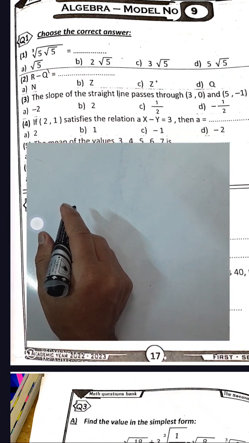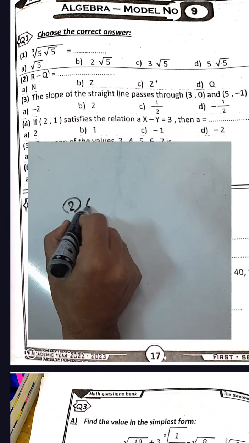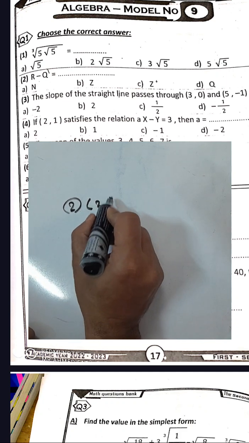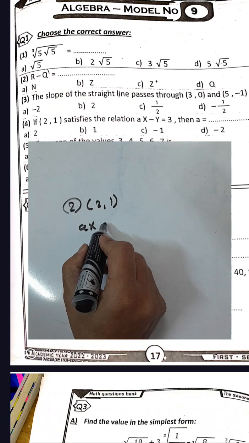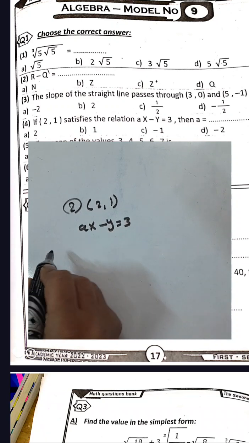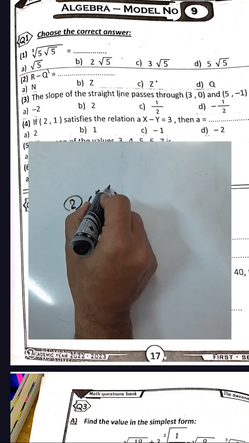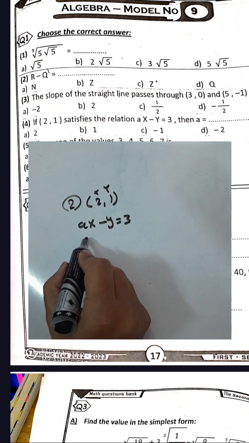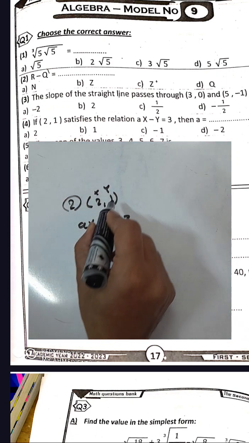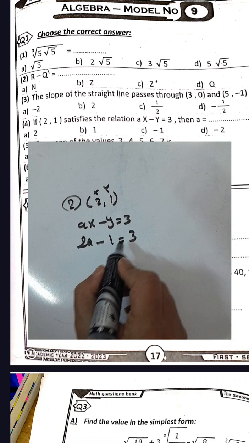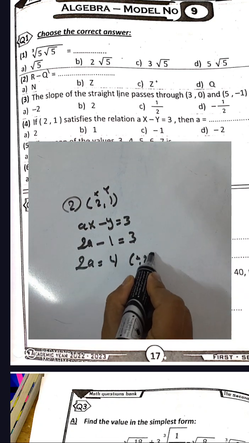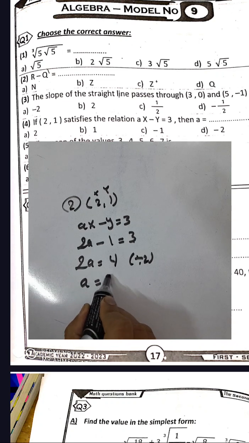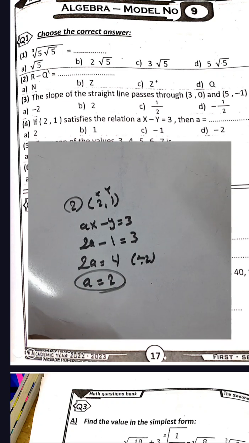Question number 4. If the point (2, 1) satisfies the relation ax minus y equals 3, put x equals 2 here, then 2a, and y equals 1, then 2a equals 3 plus 1 equals 4, and then we can divide it by 2, and the value of a here equals 2. Next question.